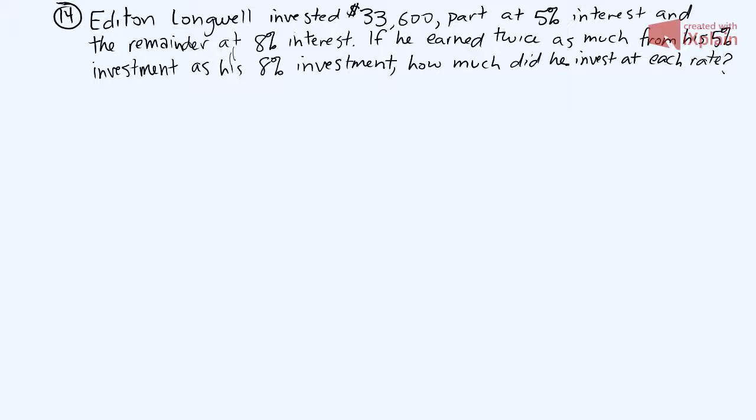All right, we're going to talk through number 14. It says Edison Longwell invested $33,600, part at 5% interest, and the remainder at 8% interest. If he earned twice as much from his 5% interest as his 8% investment, how much did he invest at each rate? So we know that we have interest at 5%, and we have interest at 8%.